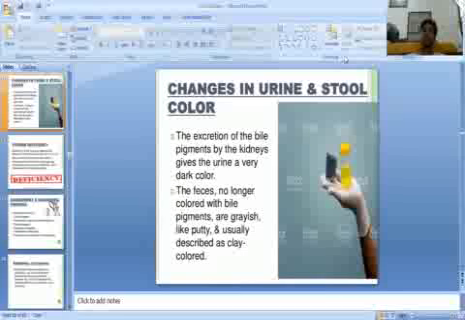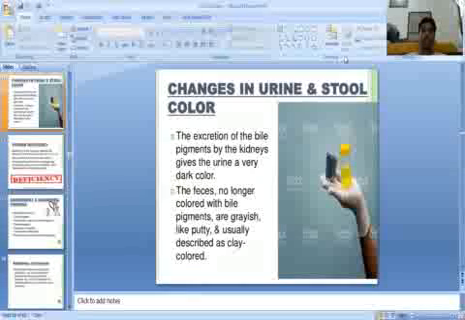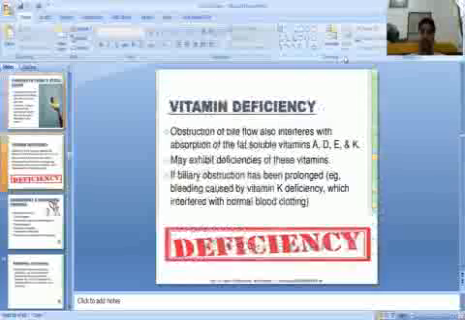Change in urine and stool color. The excretion of bile pigments by the kidney gives the urine a very dark color. The feces, no longer colored with bile pigments, are grayish like putty and usually described as clay colored.